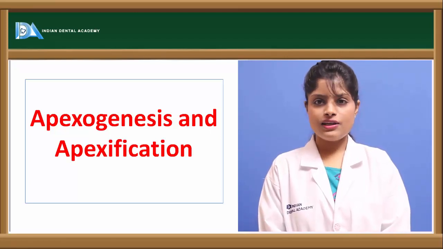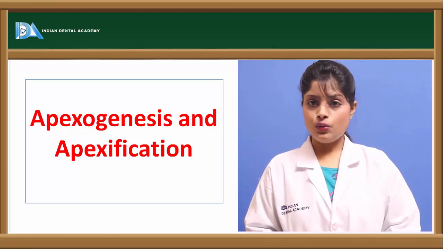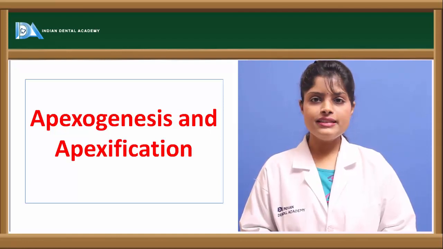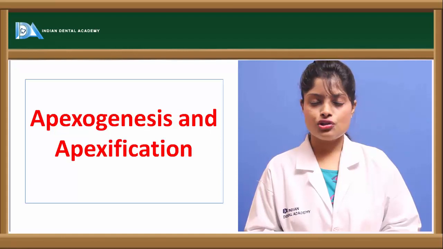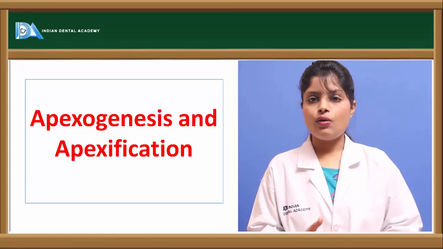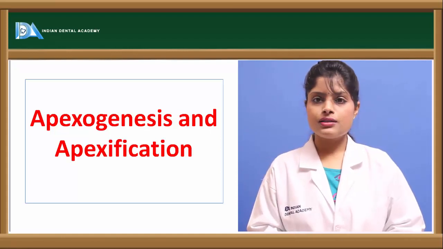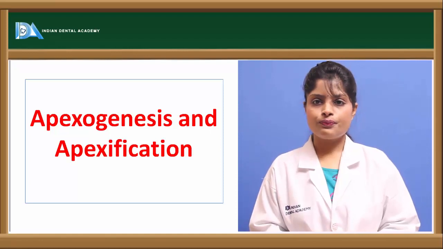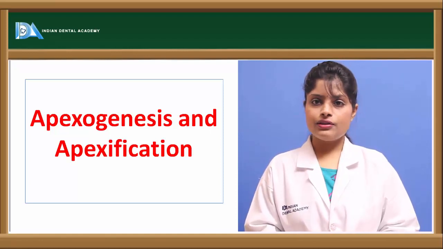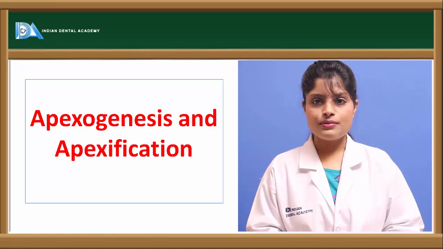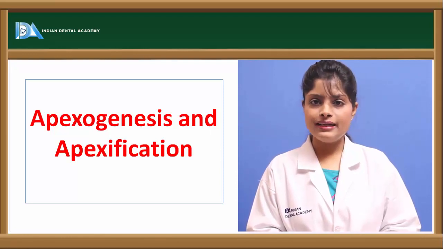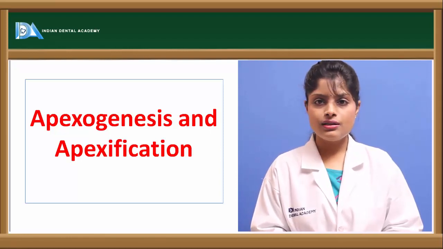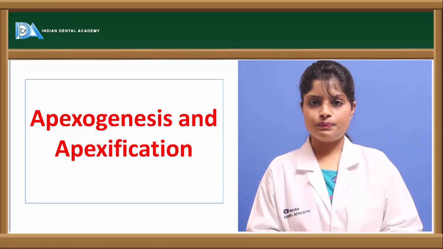Apexogenesis and apexification. The root formation of permanent teeth takes place 3 years after eruption of the permanent teeth in the oral cavity. This is a generalized rule. For example, if the permanent molar erupts at the age of 6 years, the root will be formed completely at the age of 6 plus 3, that is 9 years.